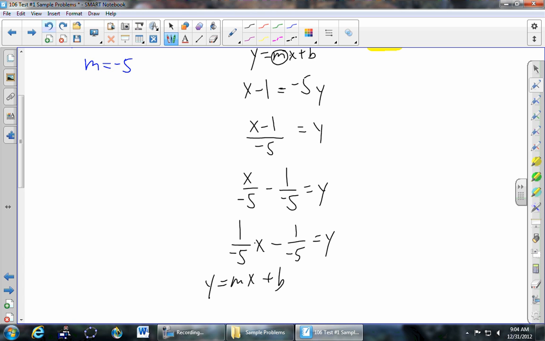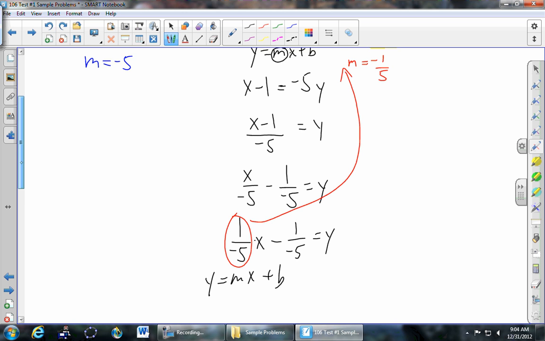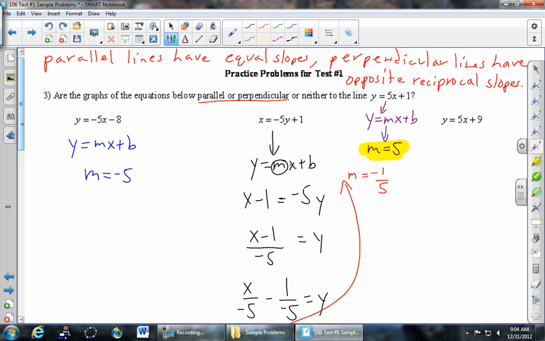I don't care about the b. I just want the slope, and I found it. It's -1/5. I'm going to put that up here. And let's just do the last one. Y equals 5x plus 9. So this one is very friendly because it's already in mx plus b form. So we can pick off the slope right away. It's 5.